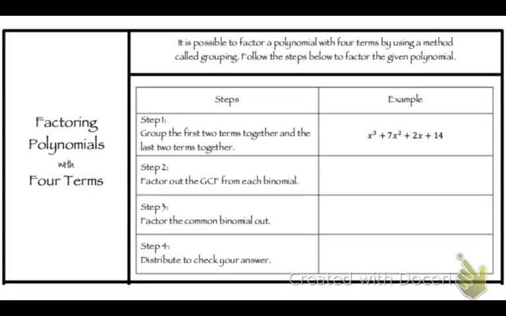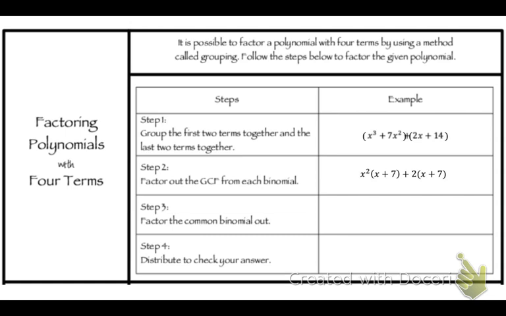Okay, let's go. So, factoring with 4 terms. If we have x cubed plus 7x squared plus 2x plus 14, the first step is to group the first 2 terms, group the second 2 terms. And then we're going to take out a GCF. So we have to see, what do x cubed and 7x squared have in common? X squared. So we're going to pull that out. You're left with x plus 7. And then 2x plus 14, I'm going to pull out the 2, and I'm left with x plus 7.